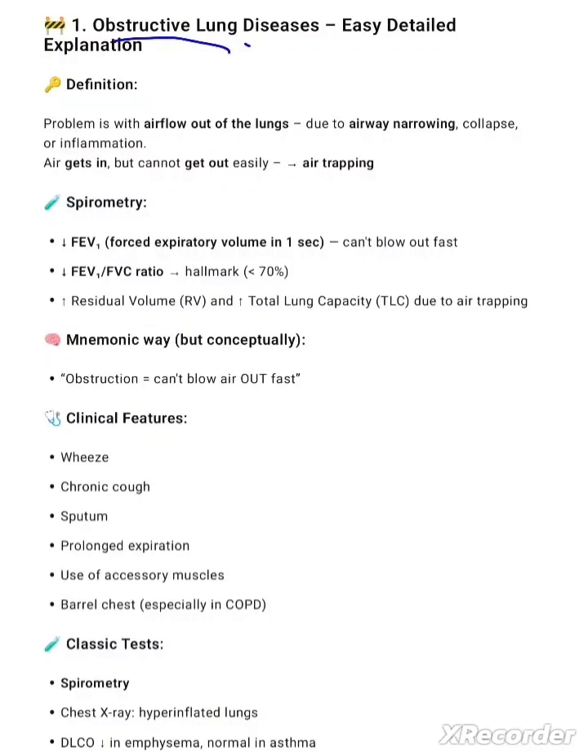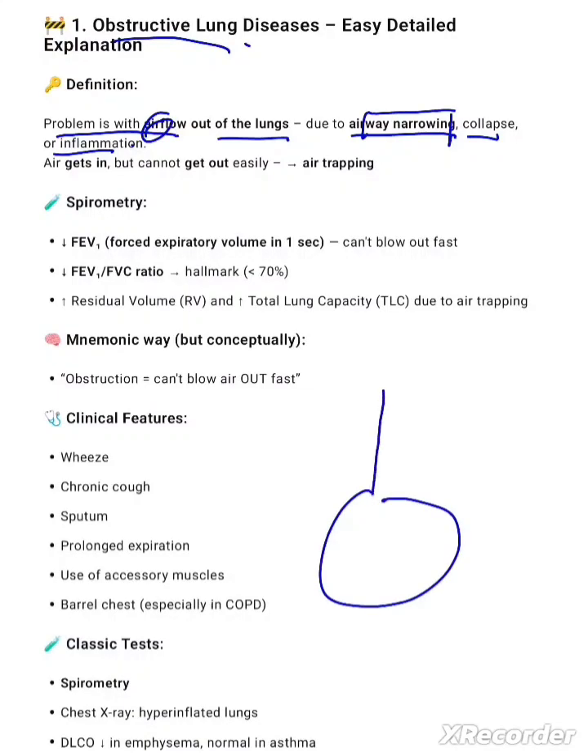So in obstructive lung disease the main problem is the air cannot get out from the lungs. The problem is with airflow out of the lungs. Why does this happen? Due to airway narrowing and collapse or inflammation. Means if this is the lungs, if the airway is too narrow, too short, then the air cannot come out easily. So this is obstructive lung disease.